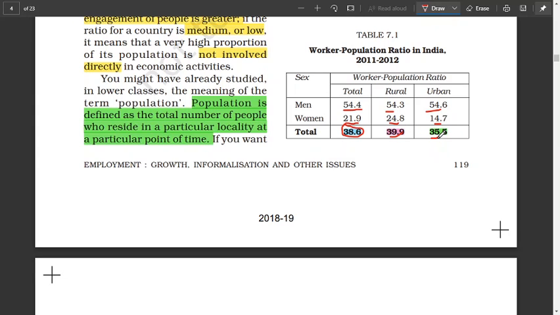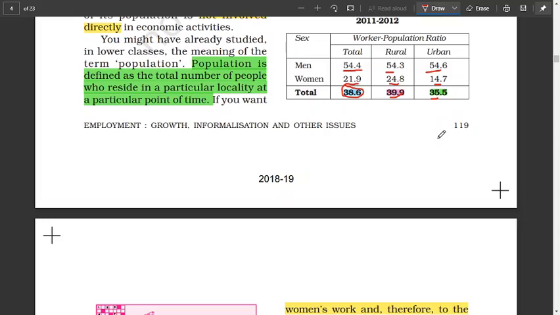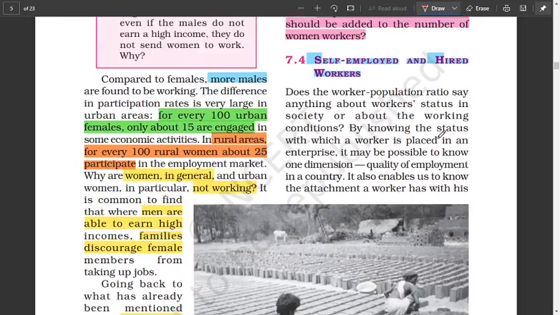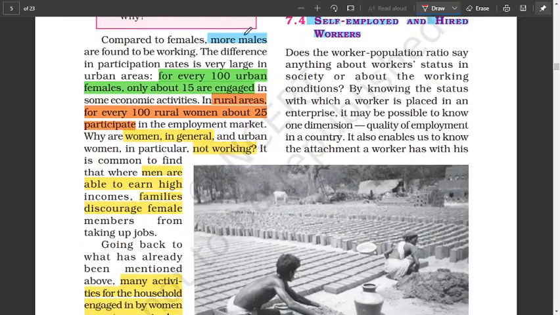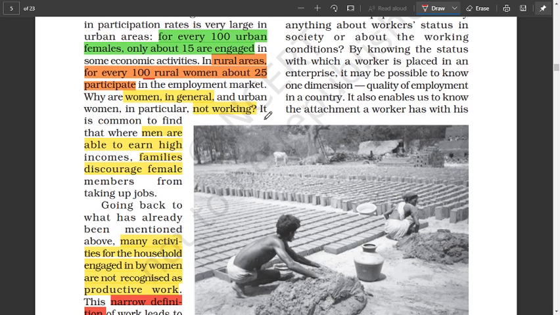35.5 in urban areas. More people are working in rural than in urban, more women in rural than urban, whereas men, so to say, almost the same. We need to look at this. So this explains here, more males you'll find are working, more than half. But if you talk about women, out of every 100 urban females, only 15 are working. That means 15%. That's in the table. In rural areas, out of 100 rural women, 25 are working, means 25%, more rural than urban.